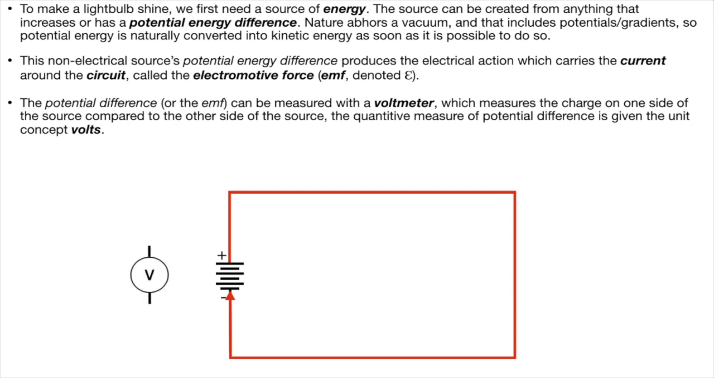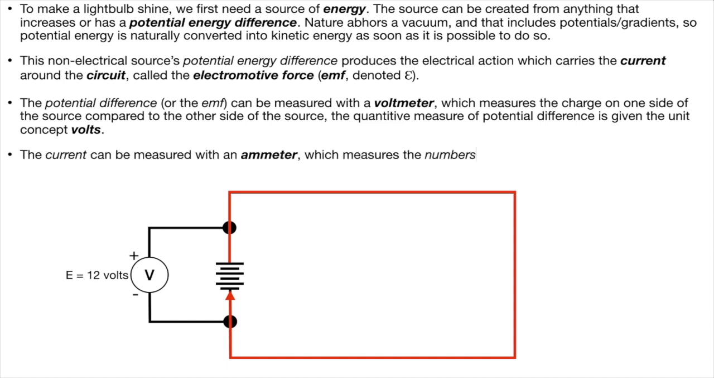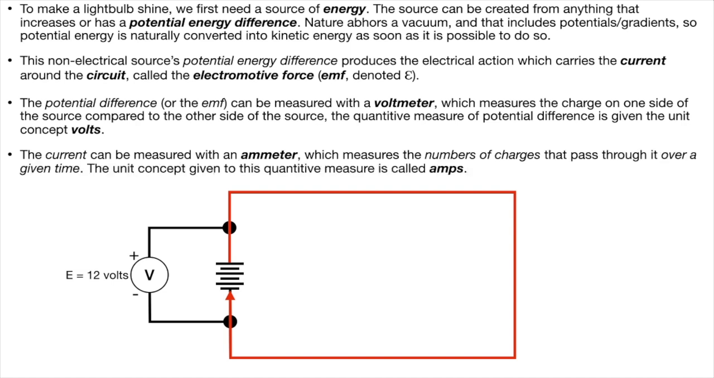The quantitative measure of potential difference is given the unit concept volts. In this case, we're going to say that the battery has 12 volts of potential difference. The current can be measured with an ammeter, which measures the number of charges that pass through it over a given time. The unit given to this quantitative measure is called amps. In this case, we're going to say 4 amps.